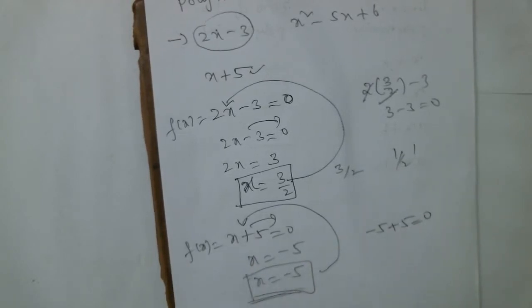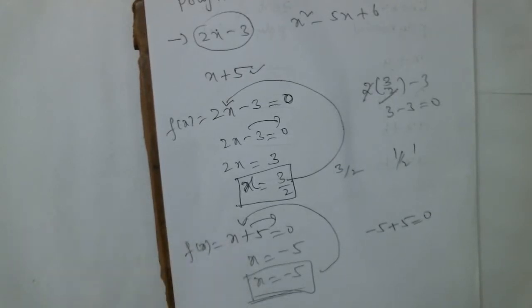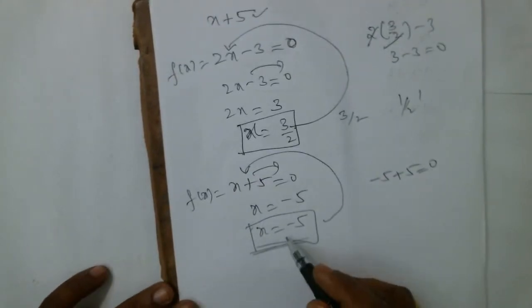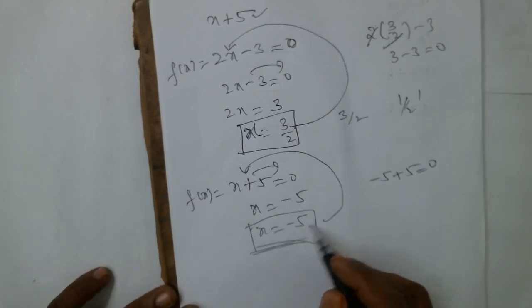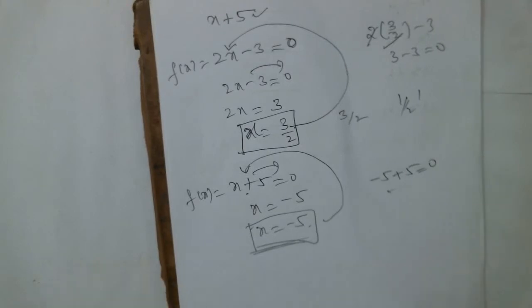So the given polynomial is f of x equal to x plus 5, and we got x equal to minus 5. Substitute in the same equation. If it is equal to 0, then it is a zero of the polynomial. Otherwise, it is not a zero of the polynomial.